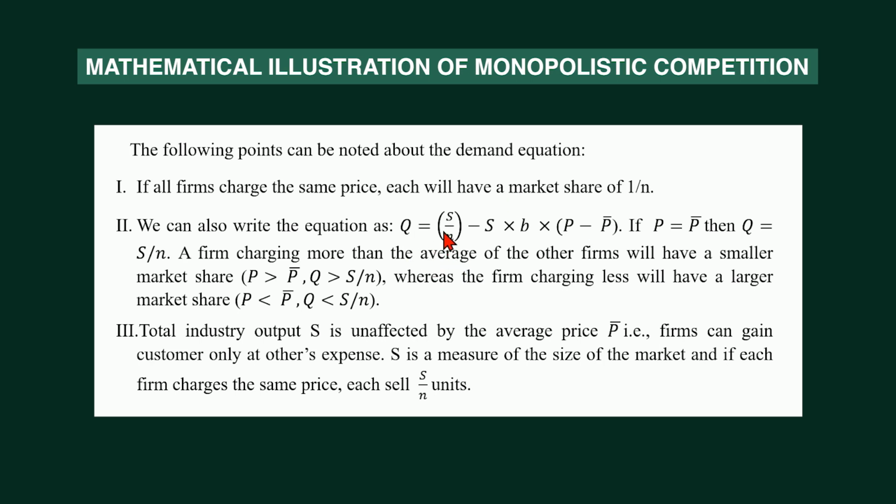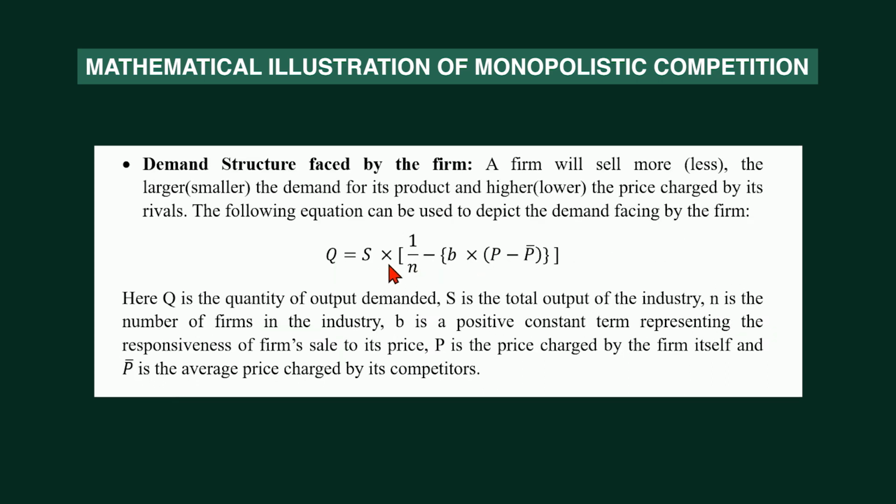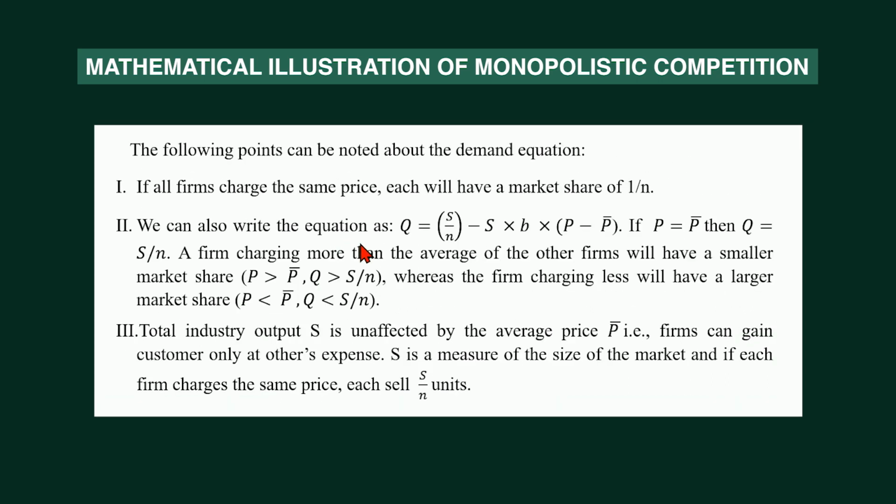So here Q is essentially equal to S times (1 by N minus B into P minus P bar). This is what I have drawn from this thing, right? So the equation becomes like this. So if P is equal to P bar, if my rivals and I charge the same price, then Q is essentially equal to S by N. Means, P is equal to P bar means this is equal to 0. So this term comes down to 0.